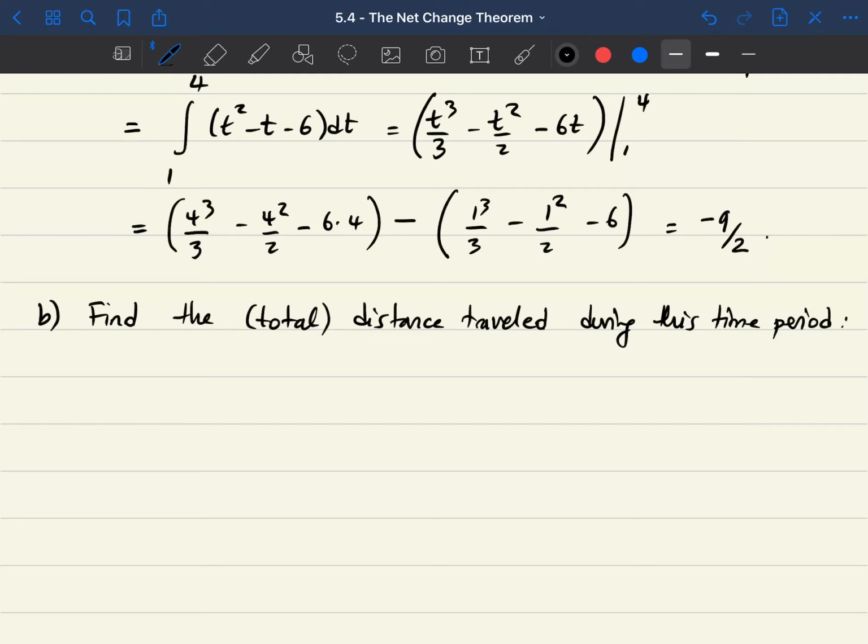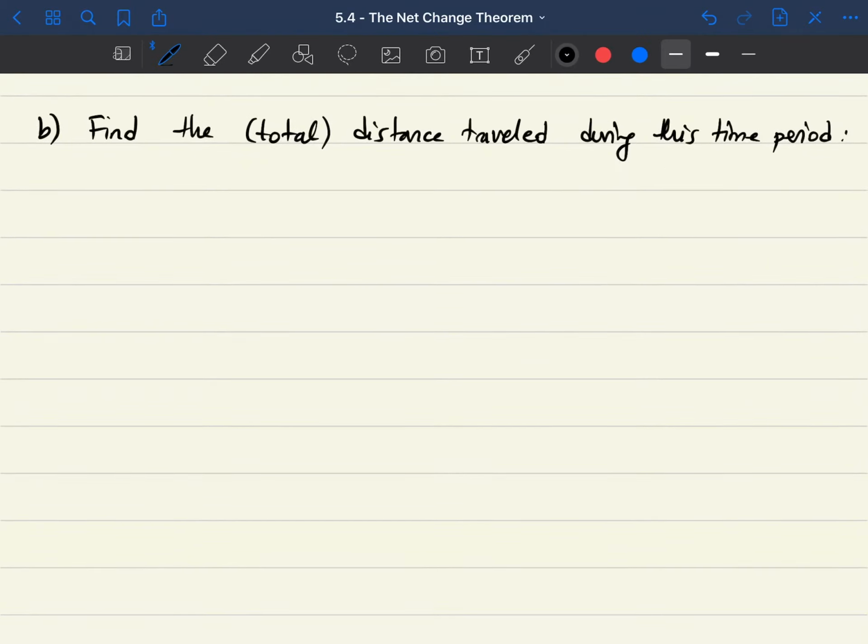Now we don't have to find the displacement here. We have to now do something more specific. Now all motion should be treated as positive, so we have to find the integral of the absolute value of the velocity function. So the distance traveled is equal to the integral from 1 to 4 of the absolute value of v(t) dt. This is very important here.